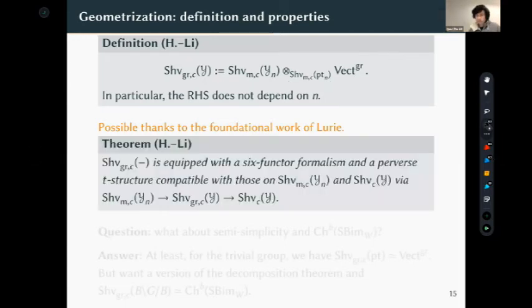So here's the theorem. The category of graded sheaves, this theory, is equipped with a six-functor formalism. So you can pull and push and do anything you like, for all morphisms between stacks. It has a perversity structure, which, if you play with motives, doesn't exist in general. And moreover, it is compatible with the six-functor formalism and the perversity structure on the usual category of mixed sheaves and the usual category of sheaves over the algebraically closed field.